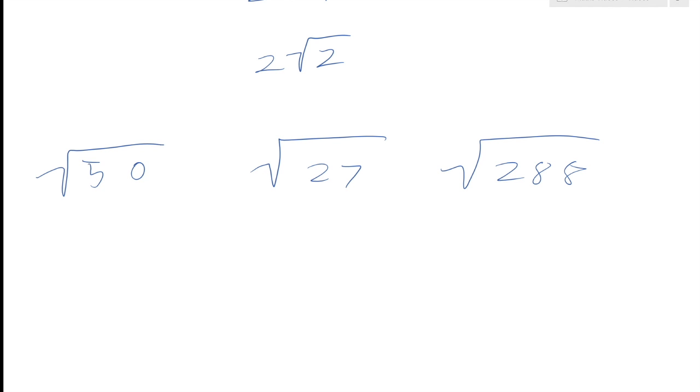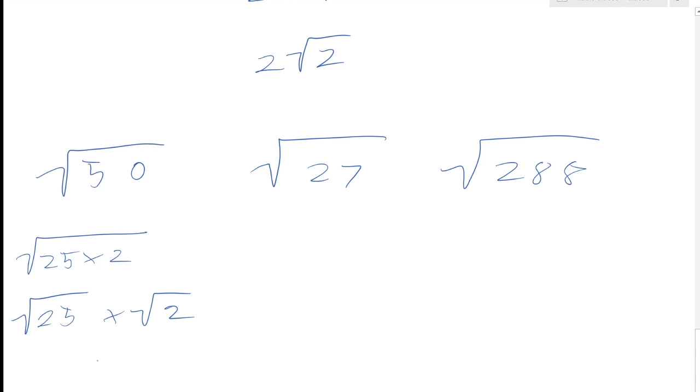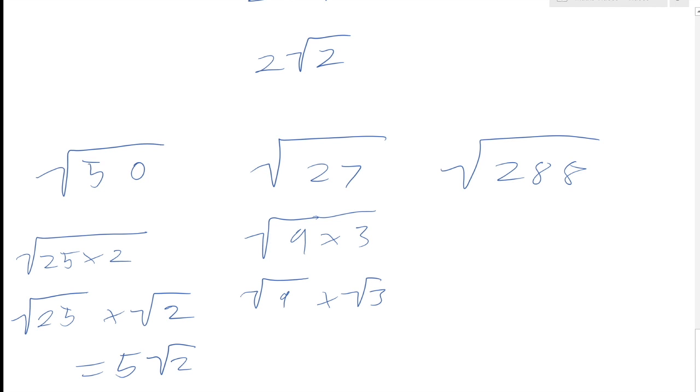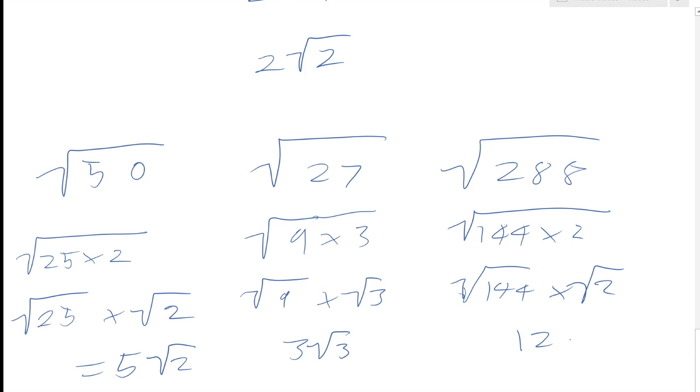But once you're done, so square root of 50 equals the square root of 25 times 2. So it's square root of 25 times the square root of 2, which equals 5 root 2. Square root of 27 equals the square root of 9 times 3, which is the square root of 9 times the square root of 3, which equals 3 root 3. And the square root of 288 equals the square root of 144 times 2, which equals the square root of 144 times the square root of 2, which equals 12 root 2.